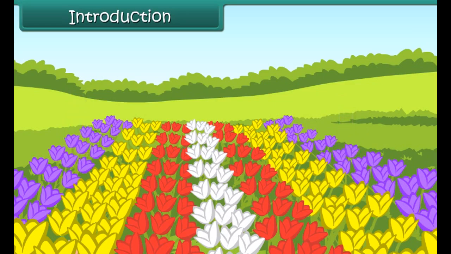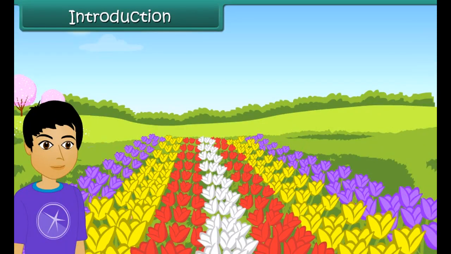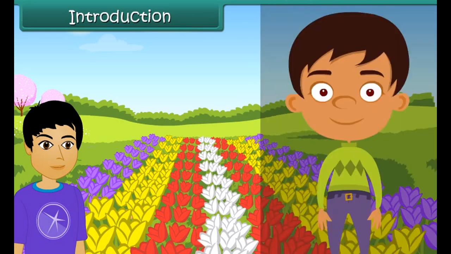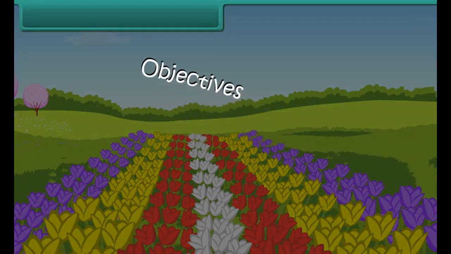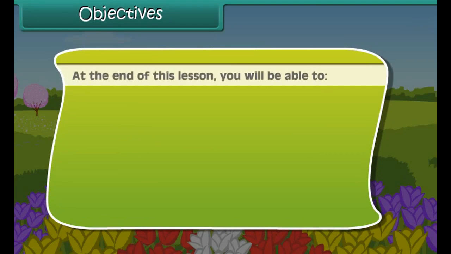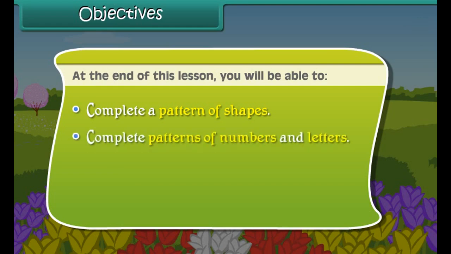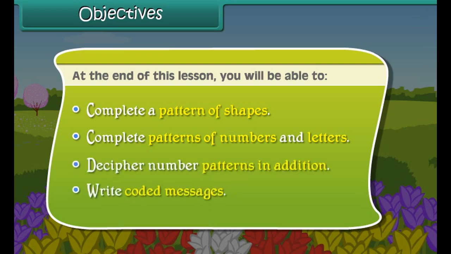This observation sets his mind to work. He wants to know other patterns involving shapes, numbers, and letters. In this lesson, we will discuss patterns in detail. Objectives. At the end of this lesson, you'll be able to complete a pattern of shapes, complete patterns of numbers and letters, decipher number patterns in addition, write coded messages.